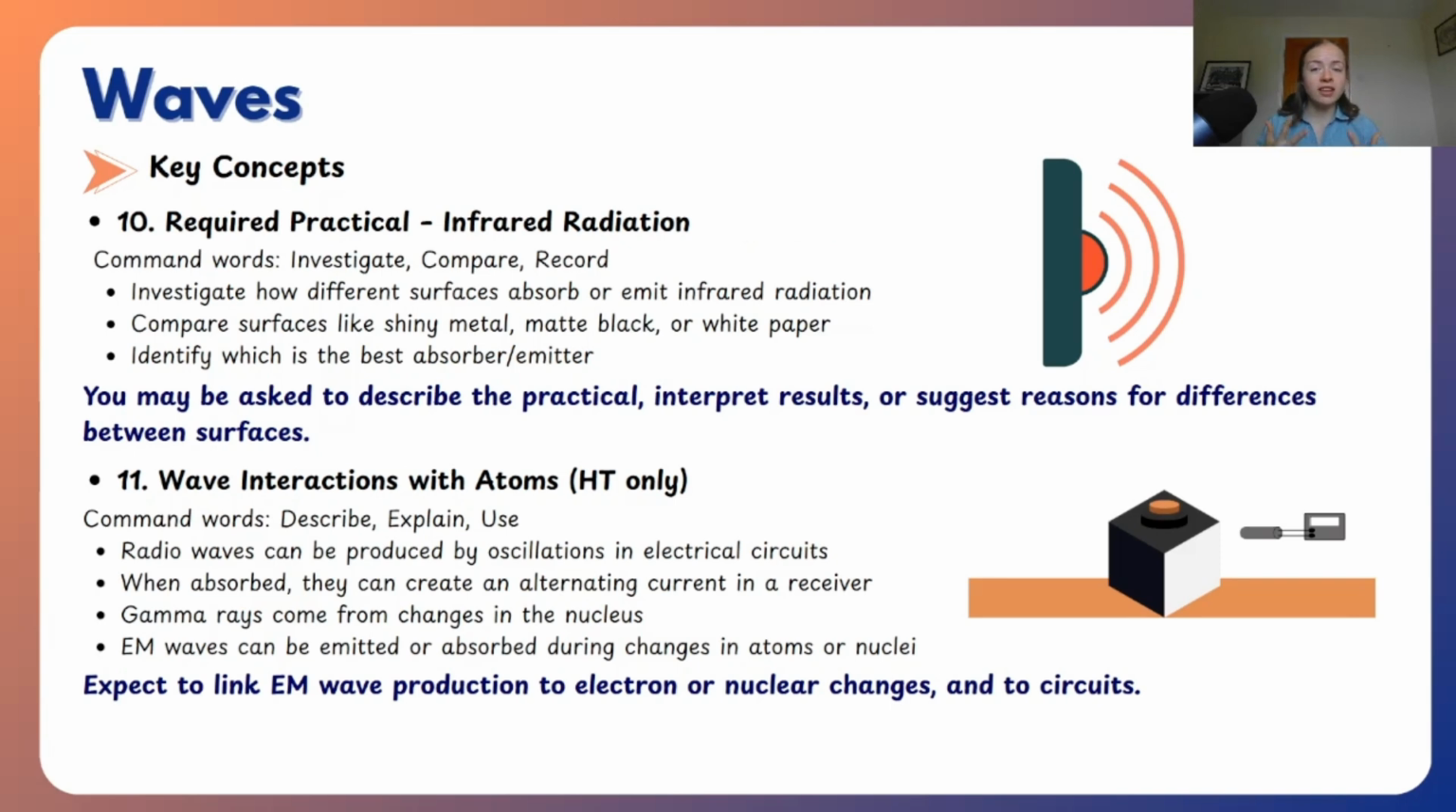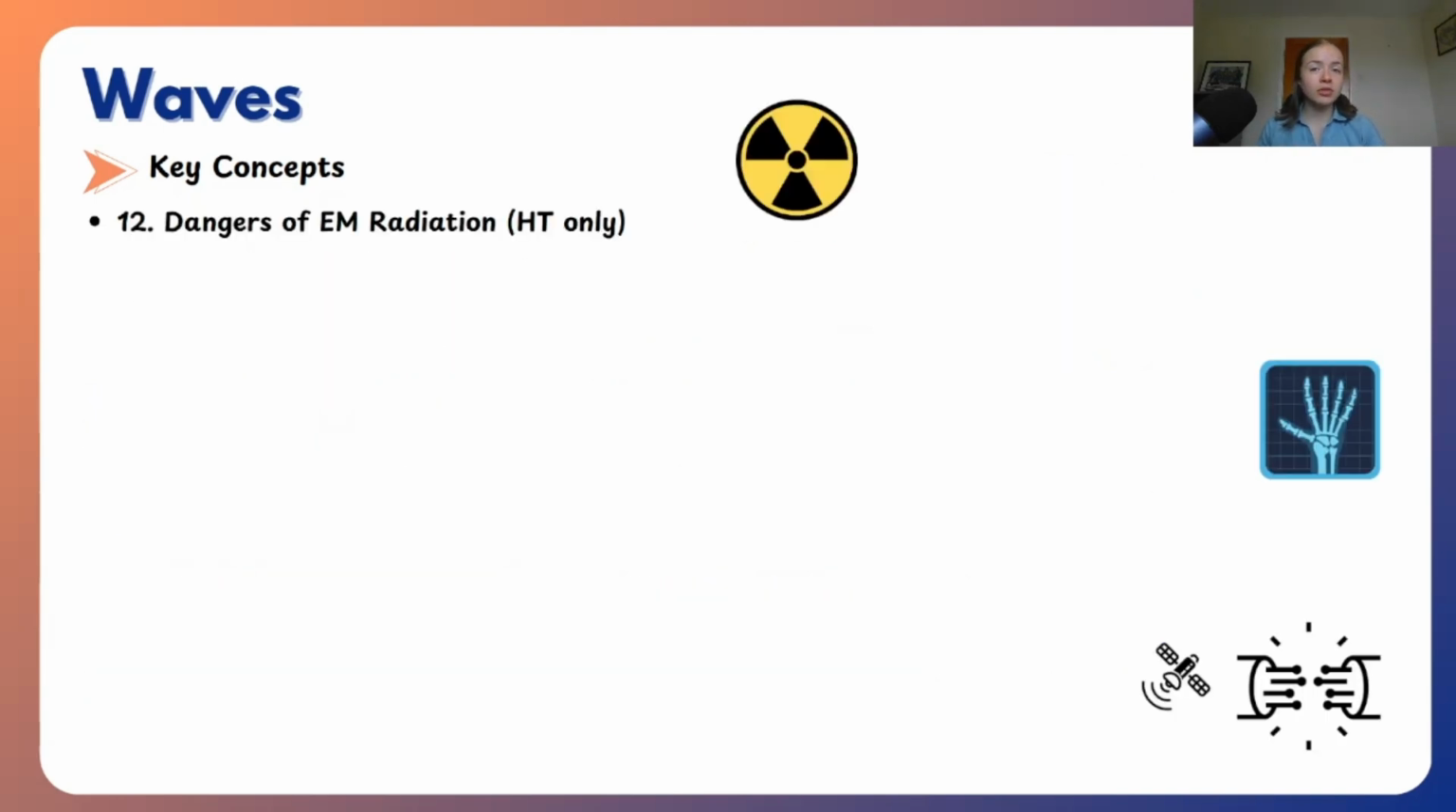So expect to link electromagnetic wave production to electron or nuclear changes and to circuits as well if you're a higher tier student. We also need to be able to talk about the dangers of electromagnetic radiation if you're a higher tier student.